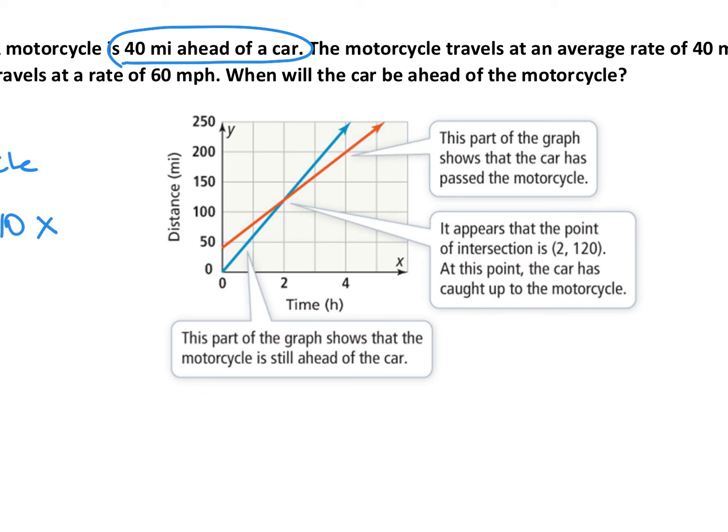So to answer the question, and let's review what the question is, when will the car be ahead of the motorcycle? So our time at 2 hours, that's when the car passes. So the car will be ahead of the motorcycle anytime after 2 hours. And then here I just wrote that out. You guys can pause and write that in. Remember that 2 hours, that's the 2 from our ordered pair, that's the point of intersection. We were talking about time, so we were focusing on the x values here.